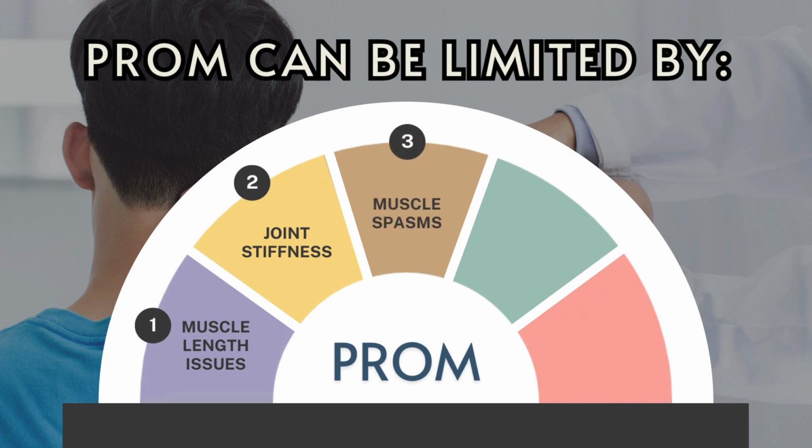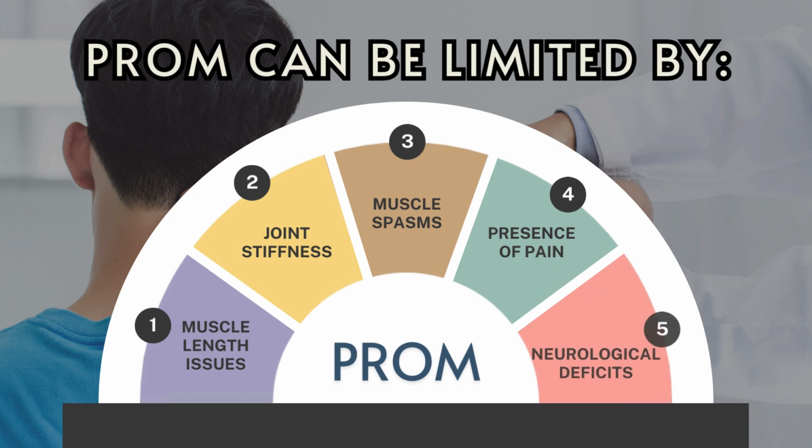This is known as joint play movements. Next thing is muscle spasms. This may be happening even though you ask the patient or client to relax. They may just happen subconsciously, and that may limit the passive range of motion also. And this can be accompanied with a presence of pain. And lastly, there could be neurological deficits, things like spasticity or rigidity. This can actually limit the range of motion available for the joint.